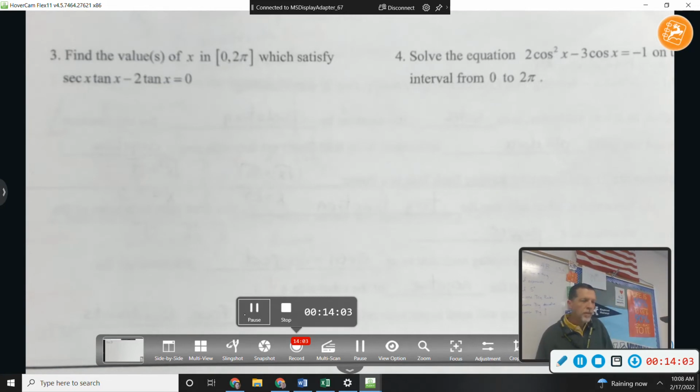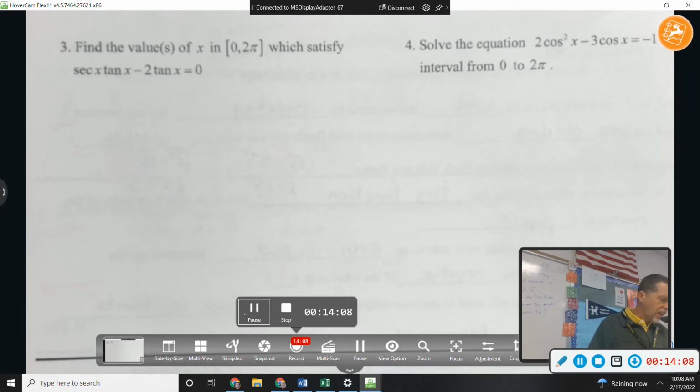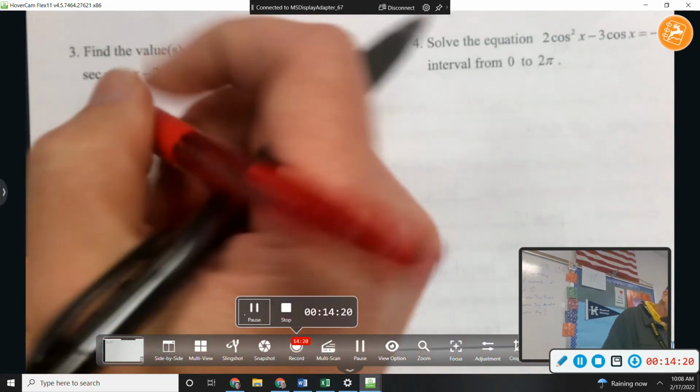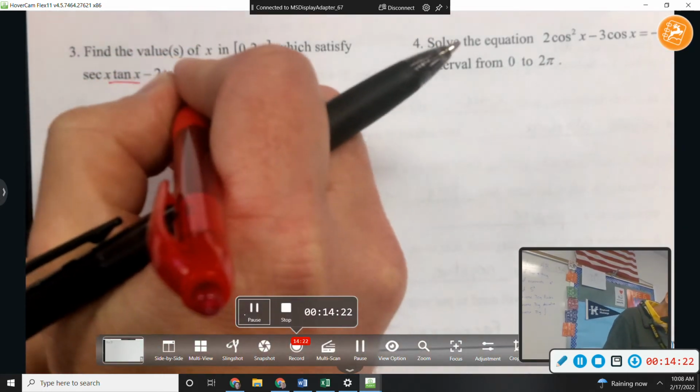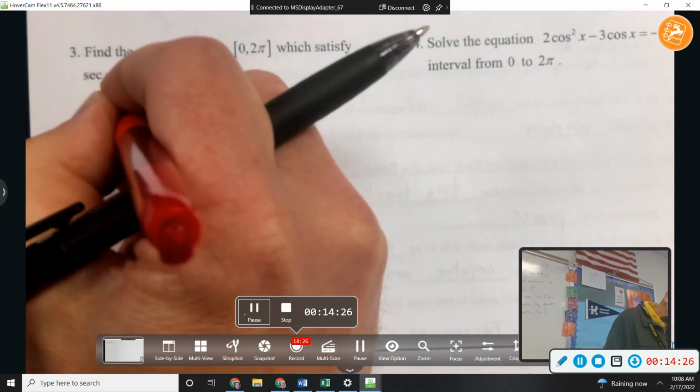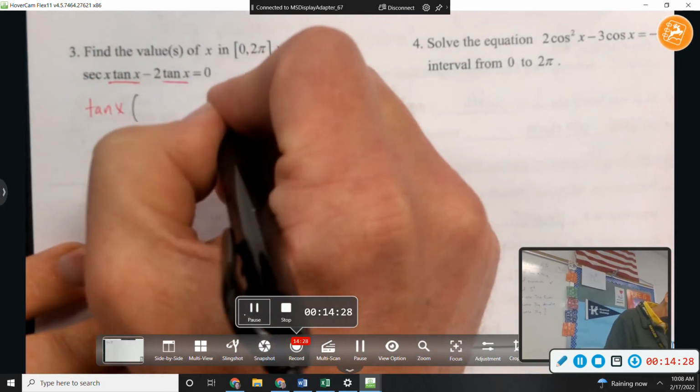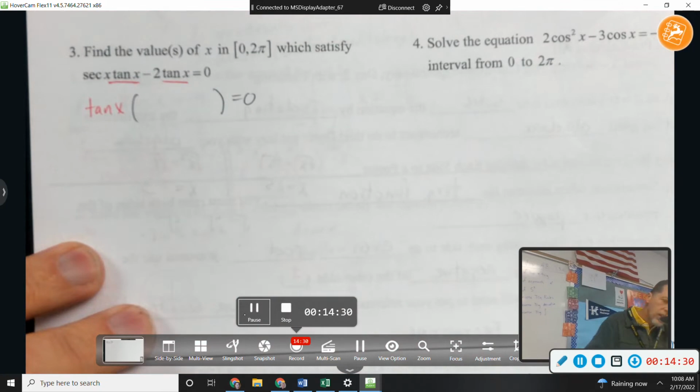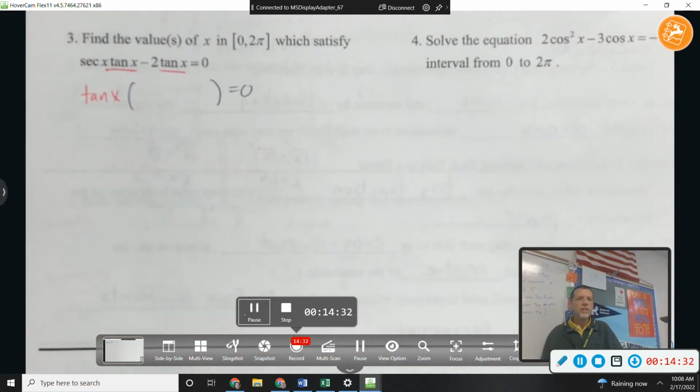Number 3. Find the values of x on 0 to 2 pi which satisfy that equation. So what do you see that we could do first on number 3? Factor out the tangent. So I factor out a tangent.